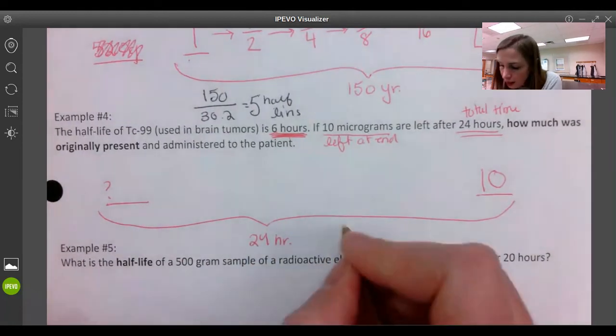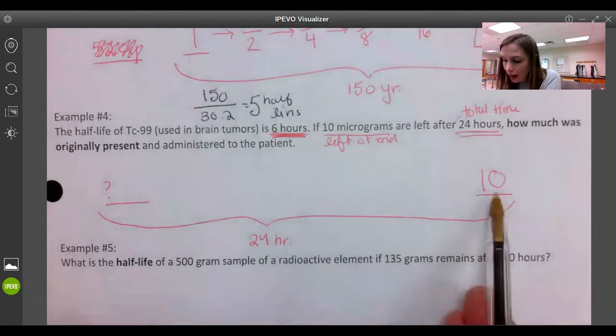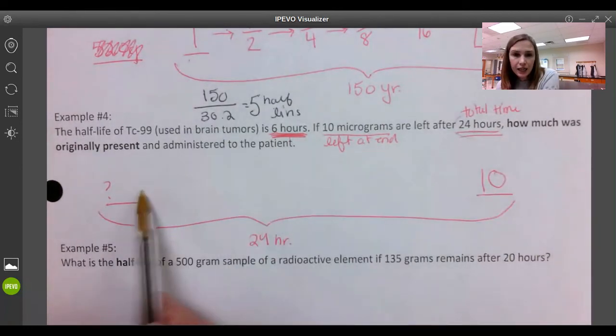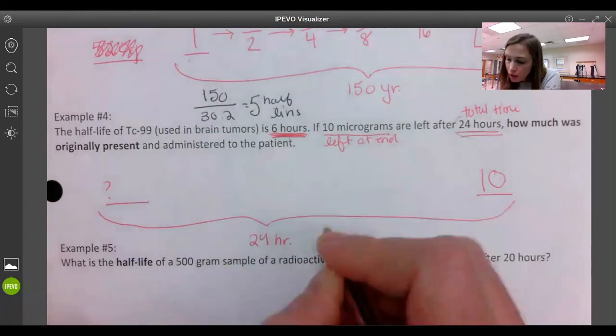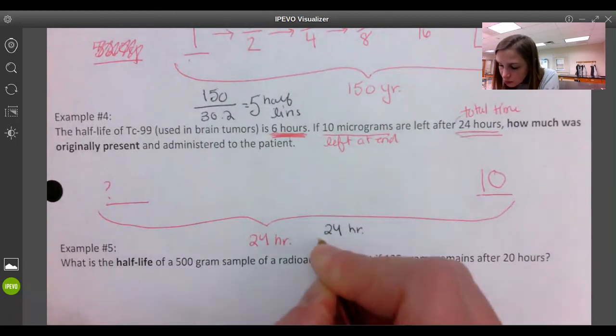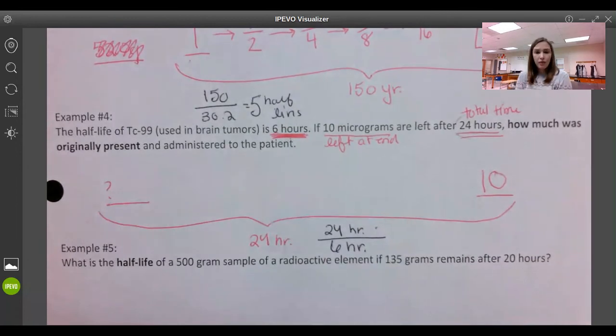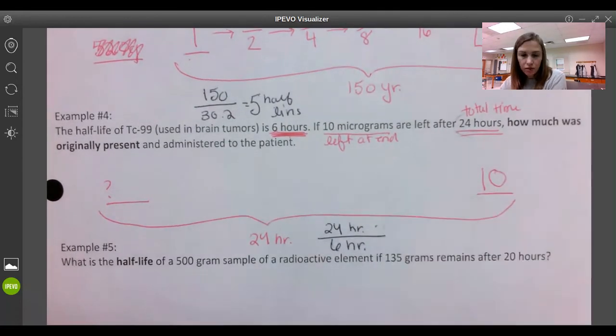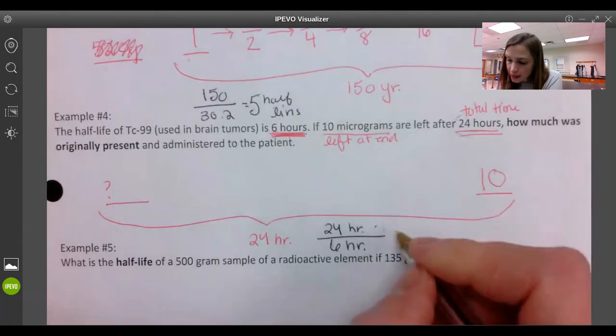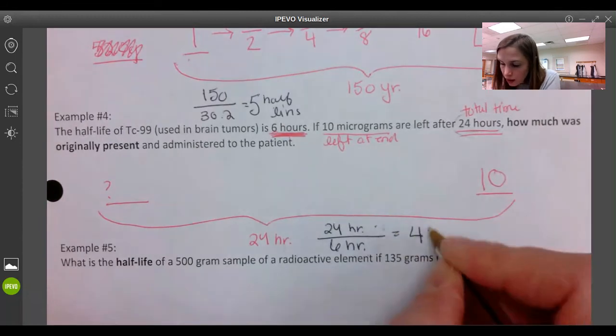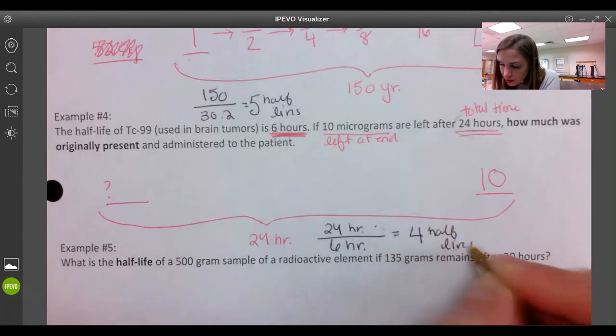So in this case, I'm going to take my total time, because I need to know how many times this decayed to find my original amount. So I'm going to take my total time divided by my half-life time. Always use time units together. Don't start mixing in masses with this part. So my 24 hours total time divided by my half-life time, 6 hours, gives me 4. So that means I have 4 half-lives.